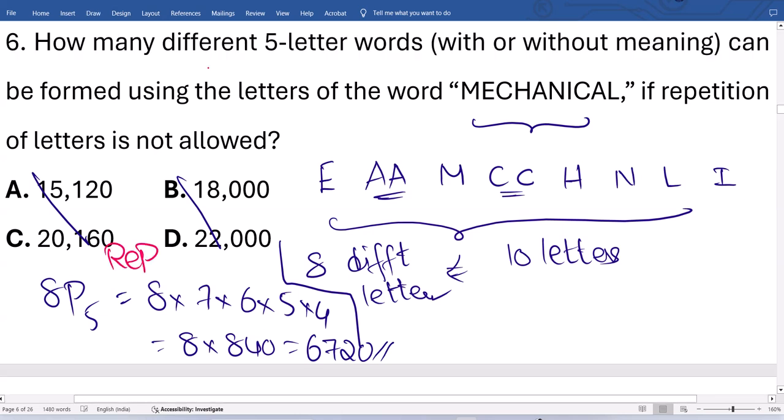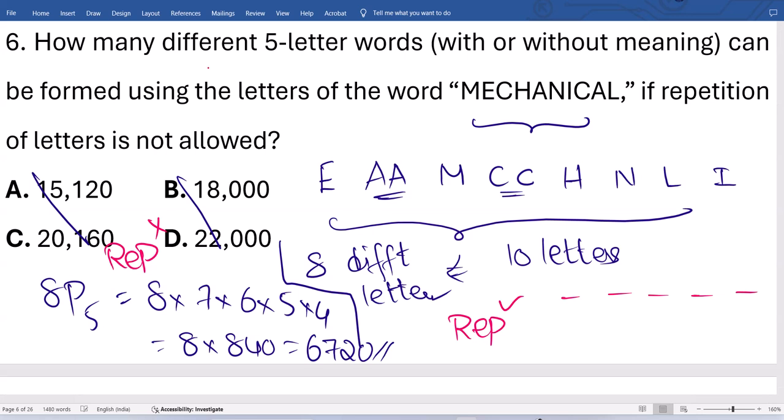If suppose repetition is allowed, this is repetition not allowed. For the same question, let us say if repetition is allowed, as you people mentioned 5 slots, I can take all these 10 letters in first slot. Next slot also repetition allowed, I can take any of the 10, any of the 10, any of the 10. 10^5 will be answer. Why I am taking only 5 slots? Because it is a 5 letter word. Right. And I believe you understand why 8P5.